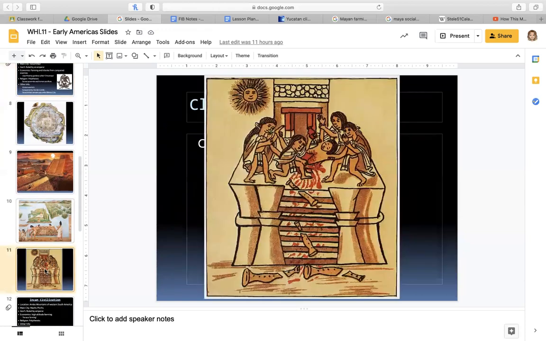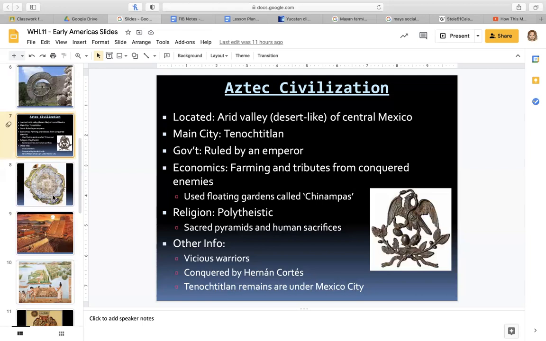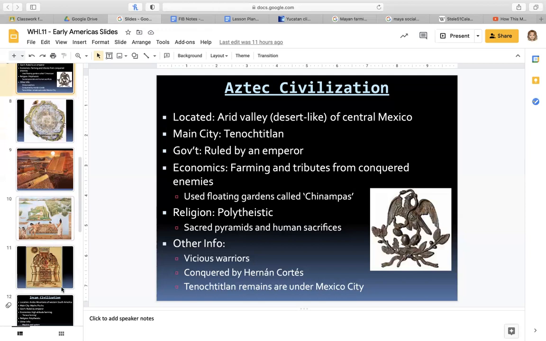So, thinking about human sacrificing, here is a picture of that. But again, we talked about them being conquered by Hernan Cortez. At the height of Aztec power, the word reached Tenochtitlan that pale-skinned, bearded men had landed on the East Coast. And the Spanish had already found allies among peoples who were ruled by the Aztec Empire, so they easily were able to move in and conquer much of the land.